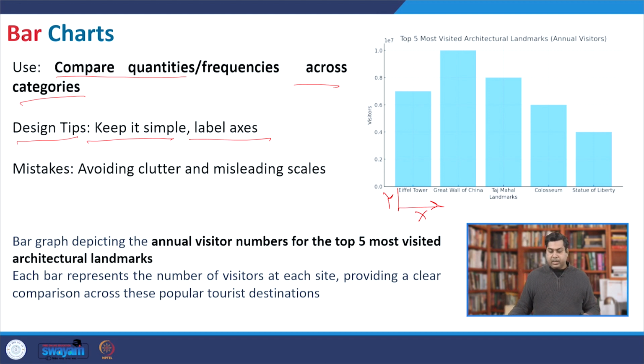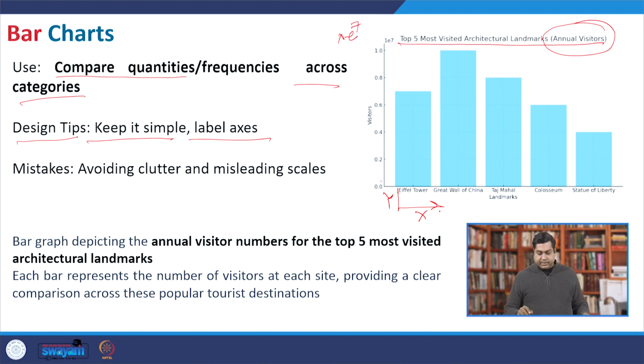This is a hypothetical example where the title of the bar chart is top 5 most visited architectural landmarks, and it represents the annual visitors. In your y axis is the visitors, and all this quantity is in the power of 10 to the power 7. In some cases you cannot represent all these points in actual values. Sometimes it may be in thousands, sometimes in millions, sometimes in lakhs. So you can scale that particular axis accordingly.